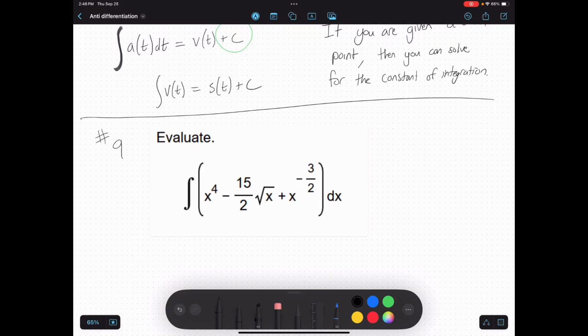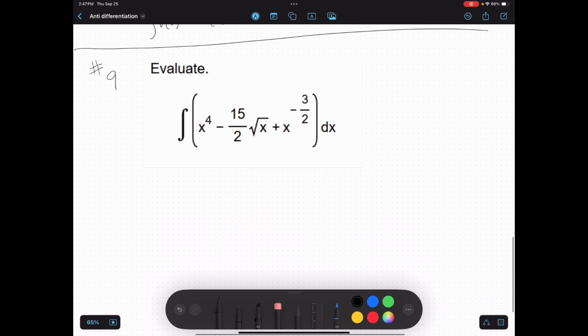Okay, let's look at some examples from the 4.1 homework. Some examples of anti-differentiation. So here, I'm going to start with number 9, and here we are finding the antiderivative of this pretty complex function here. A lot of stuff going on.